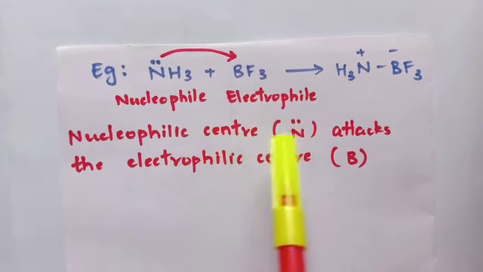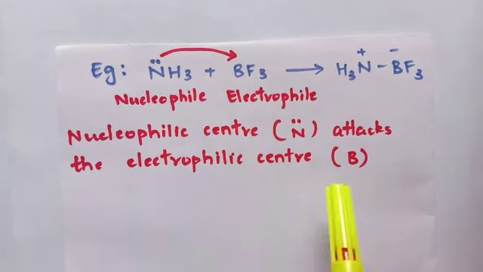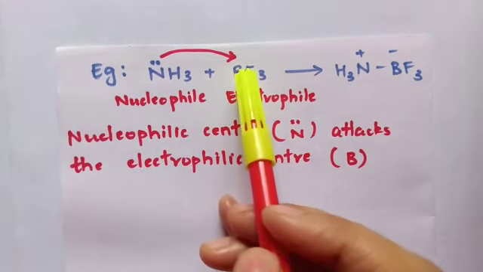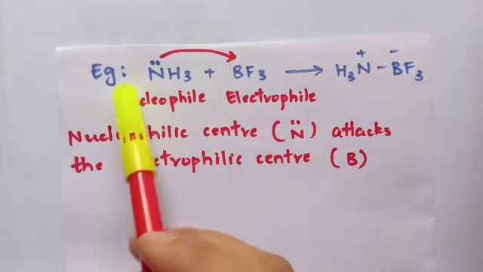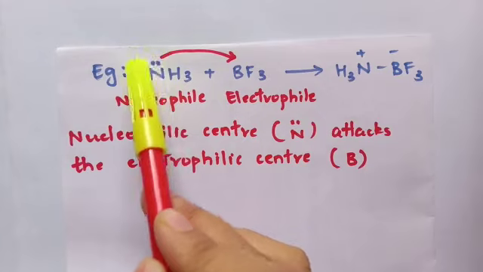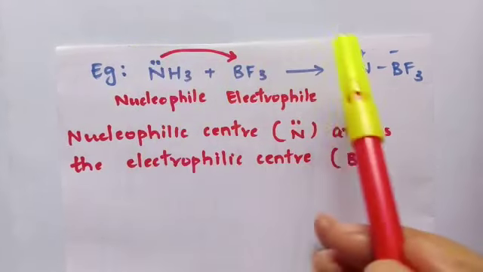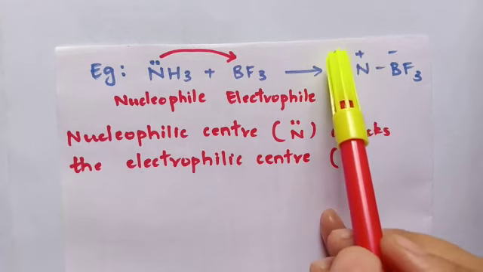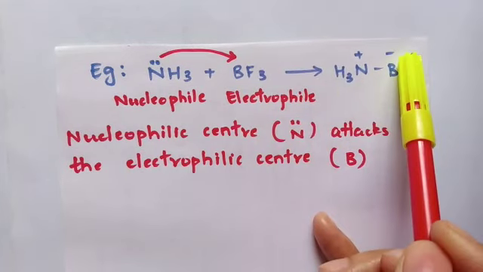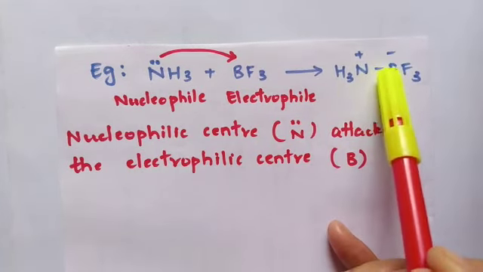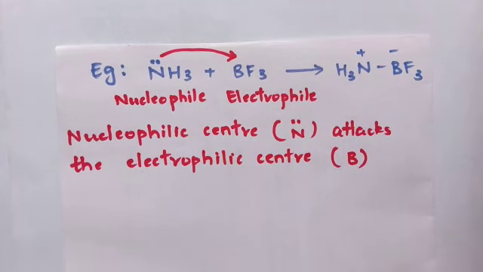So the nucleophilic center N attacks the electrophilic center boron. Basically in this reaction, nitrogen is giving away its electrons to boron, so it acquires a positive charge, and boron acquires a negative charge, and they are joined together by a bond.